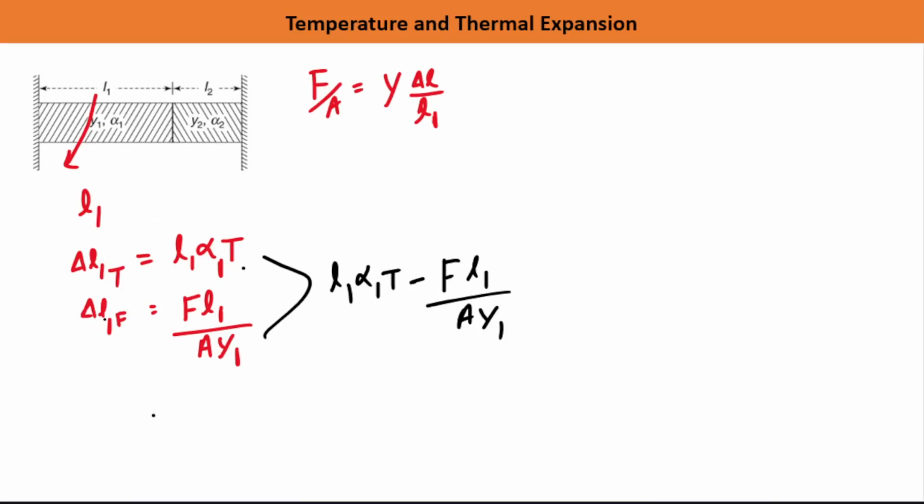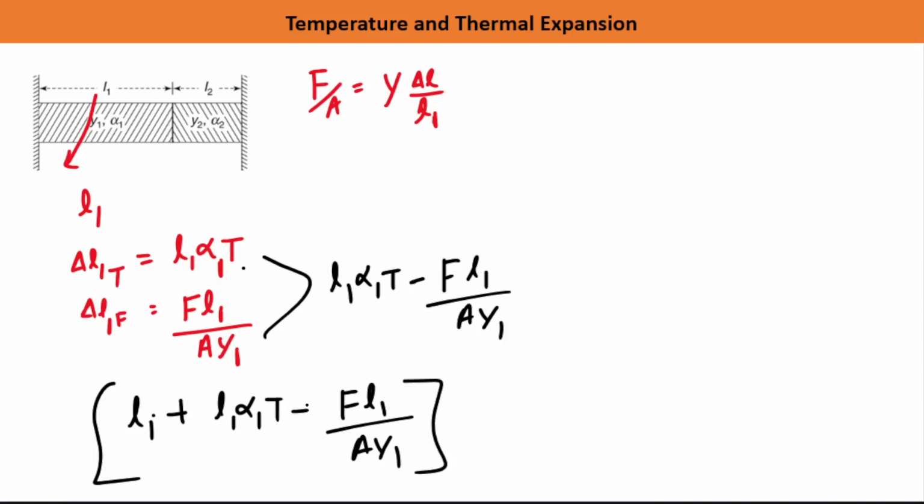So what will be the final length? That you will write as L1 plus L1 alpha 1 T minus F L1 by A Y1. Put in the value of F, and you will be getting the answer.